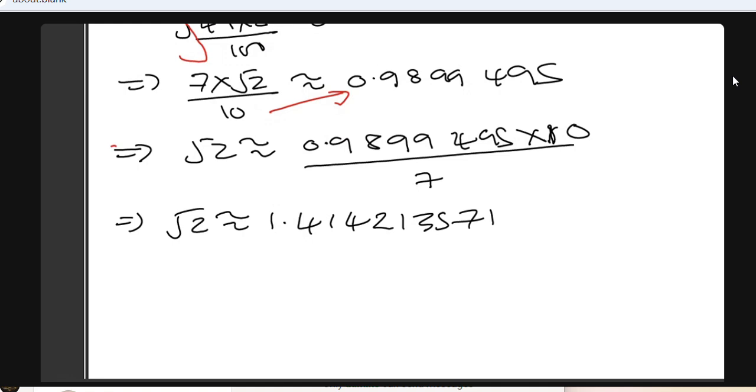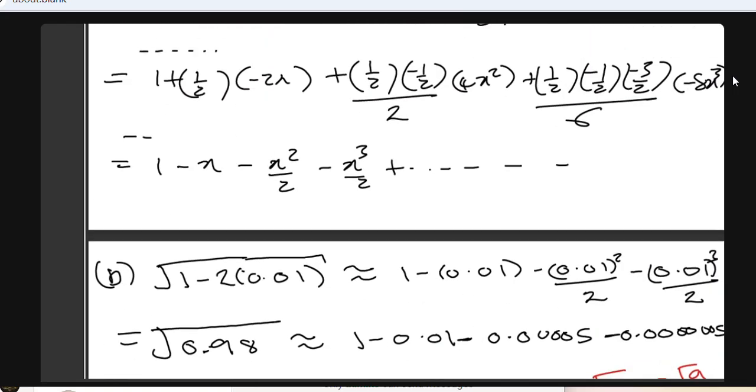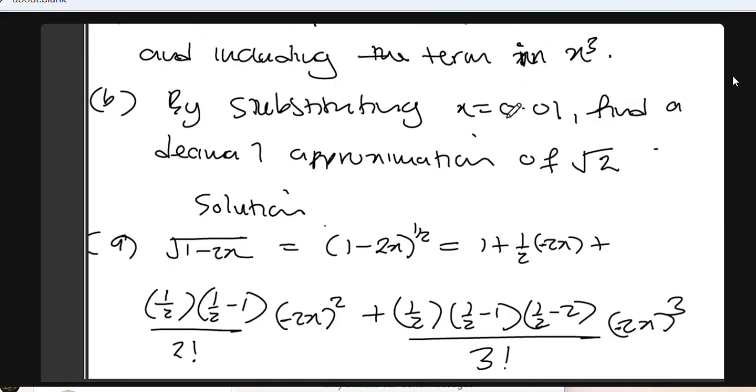Yes, Stephen. Sir, how did you find that 0.01 you are replacing x with? It was in the question. Okay, sir. The question is here. By substituting x is equal to 0.01, find the decimal approximation of root 2. It's in the question.